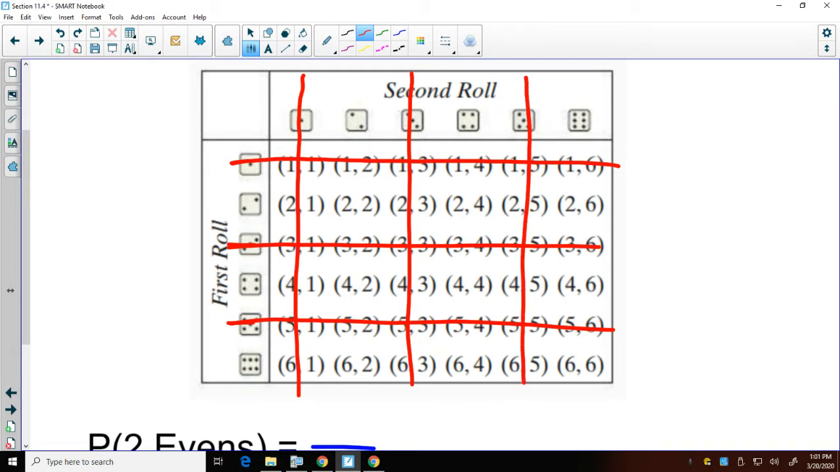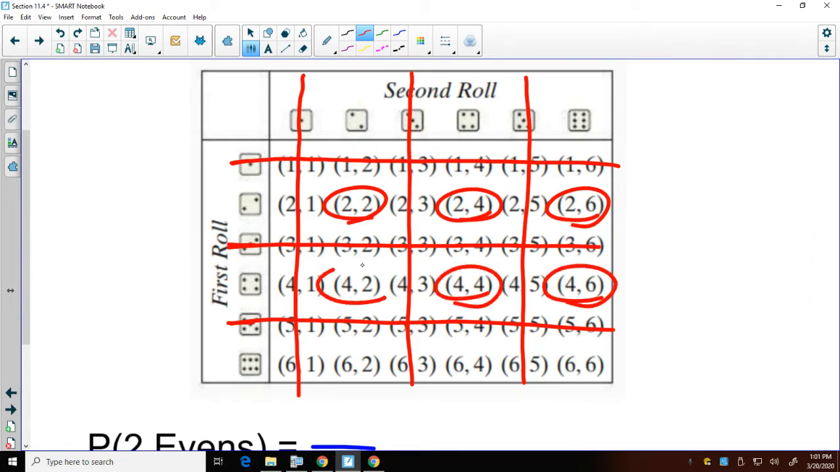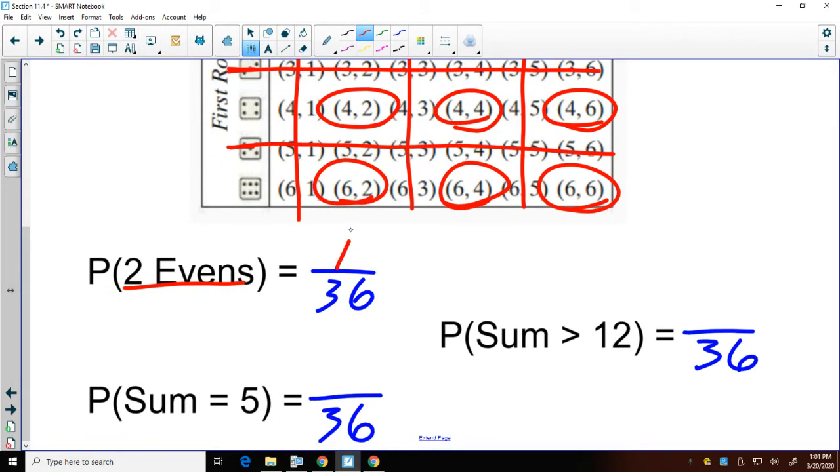Now all that's left are all the ones that are evens. How many do we have? 1, 2, 3, 4, 5, 6, 7, 8, 9. So that is 9 over 36, and that reduces to, if memory serves me correct, 1/4. And there you go. That's your probability of rolling 2 evens.